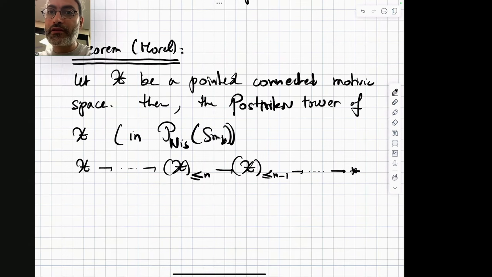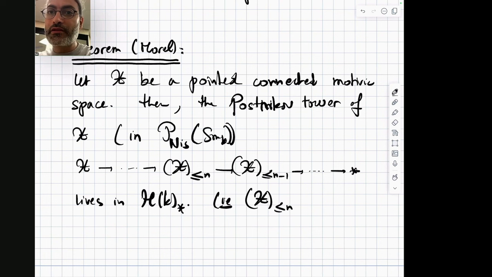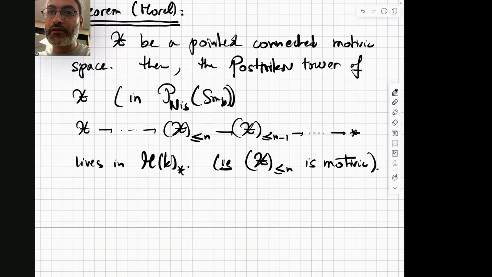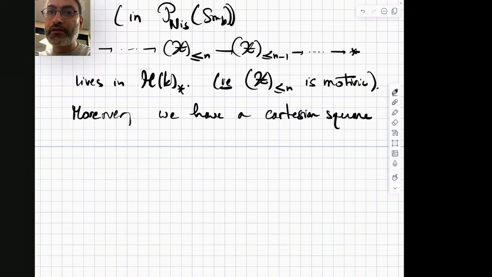So this Postnikov tower lives in H, so all the truncations of X are still motivic for every n. Okay, so this is one thing, and moreover we have a Cartesian square like this. It tells us how you build X out of the pi i's.